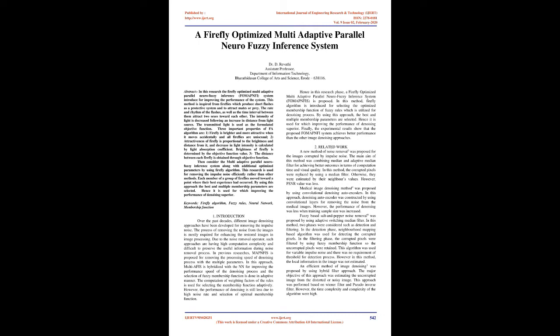2. Related work. A new method of noise removal [5] was proposed for images corrupted by impulse noise. The main aim of this method was combining the median and adaptive median filter for achieving better outcomes in terms of computation time and visual quality. In this method, the corrupted pixels were replaced by using a median filter. Otherwise, they were estimated by their neighbors' values. However, the PSNR value was low.